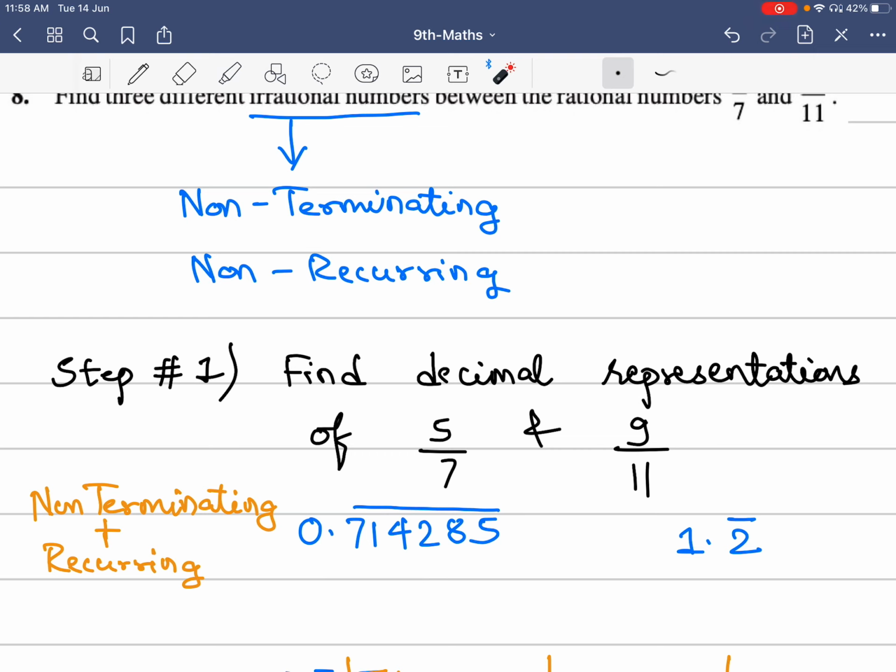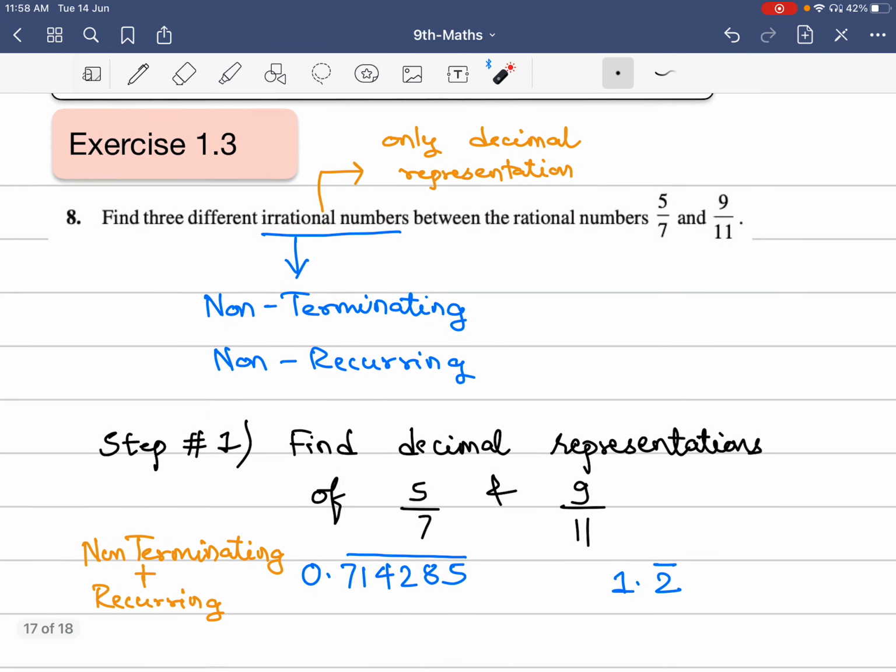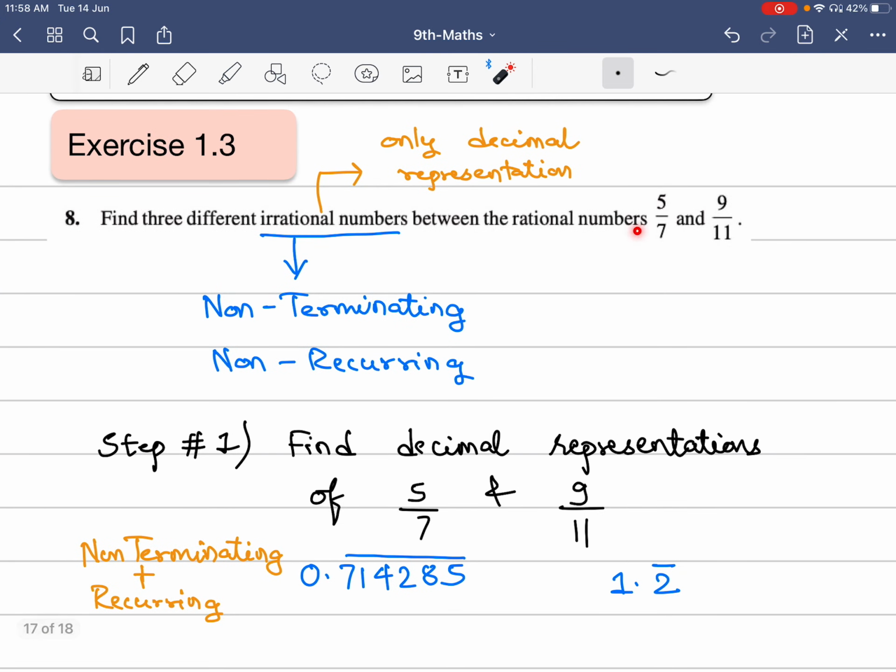Both these decimal representations are non-terminating. So that's what this bar indicates, and they are recurring. So this set of numbers will repeat infinitely, and this 2 will also repeat infinitely. Now we have decimal representation of 5 by 7 and 9 by 11, these two numbers.